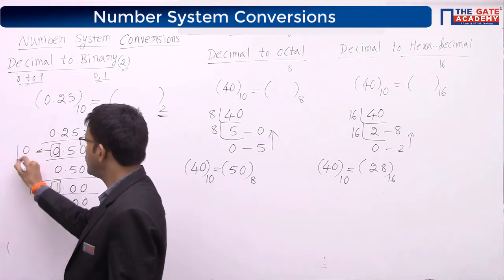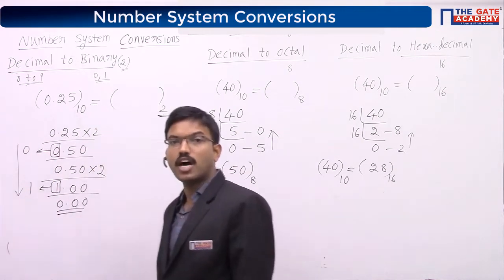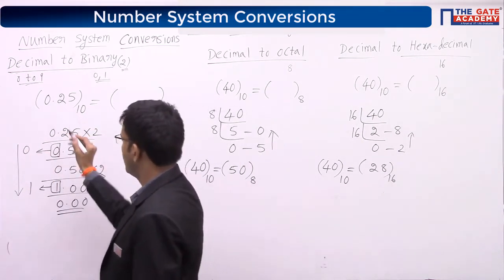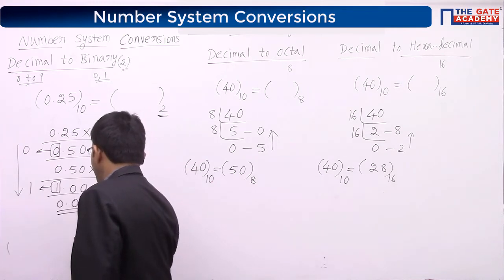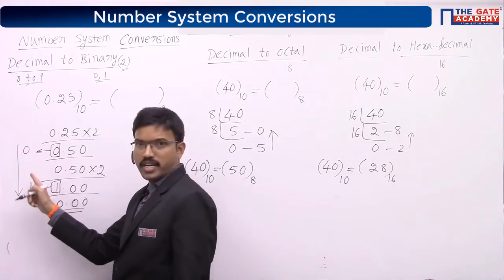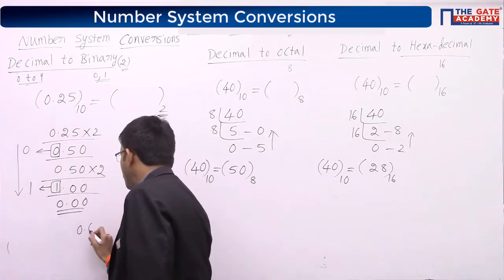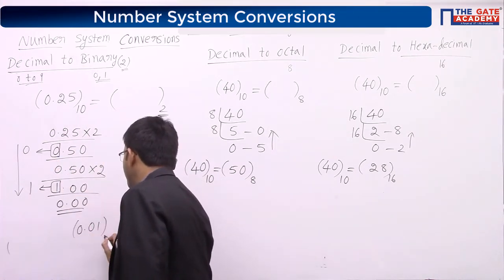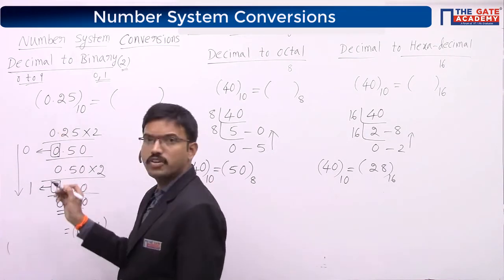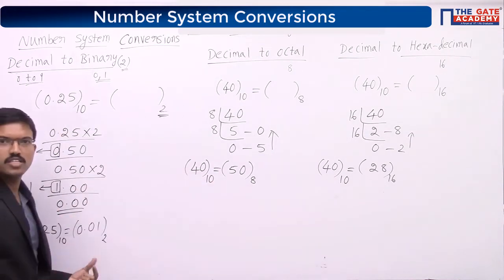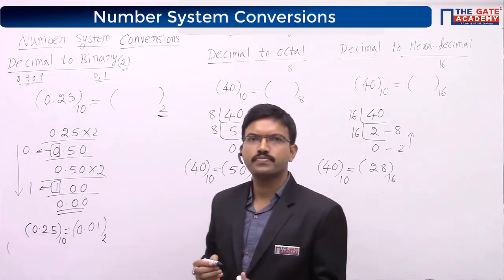Here, whatever integers I am getting, I will consider in the normal order. That means 0 point, and whatever integers I am getting, I will place after the radix point. So that means 0.01 base 2. This is nothing but 0.25 base 10. 0.25 base 10 is nothing but 0.01 base 2.